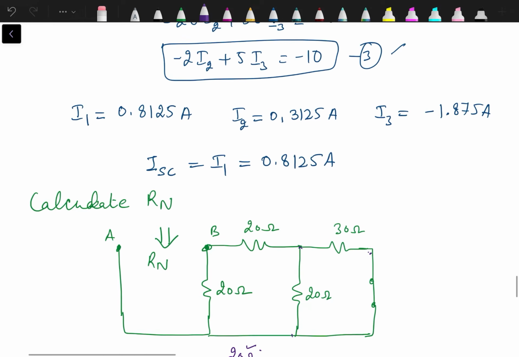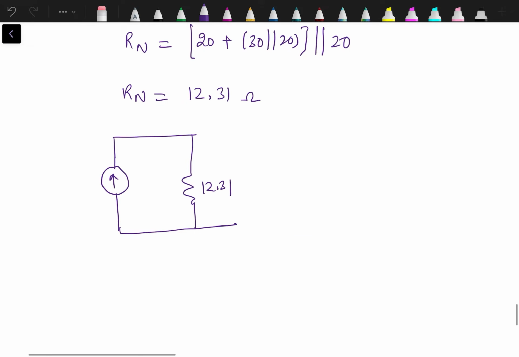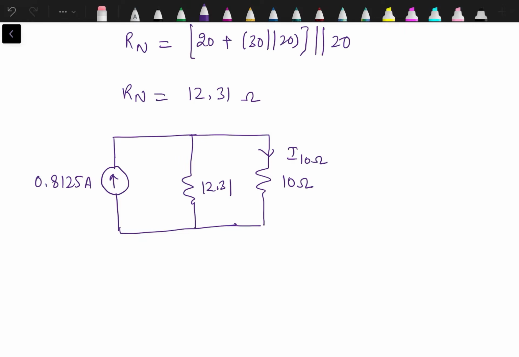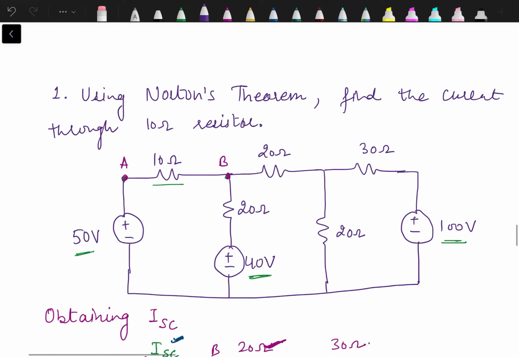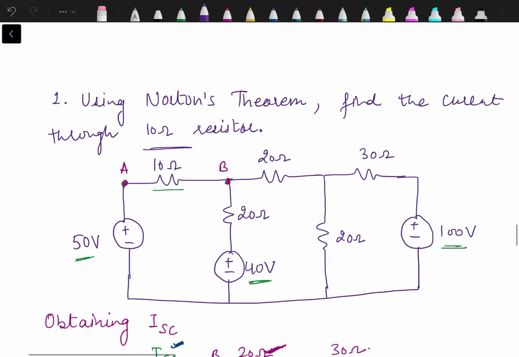We have calculated the short circuit current, which is actually the Norton current. So it's 0.8125 ampere. And in parallel, we have to connect the load resistance, and that resistance value was 10 ohm, and we had to find out the current through this 10 ohm. This was the question: current through 10 ohm resistance.